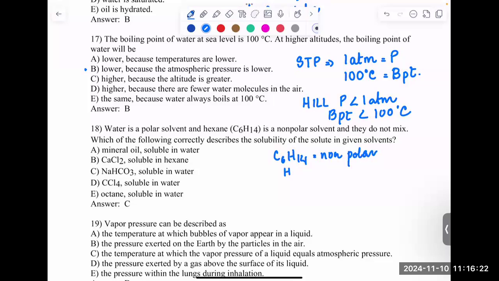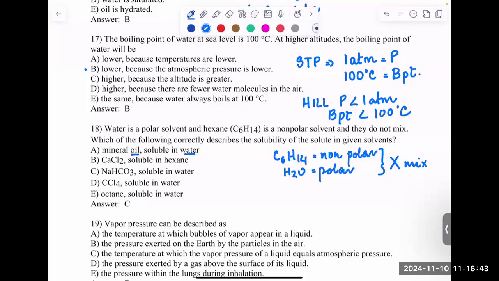And water is polar. So they don't mix. Okay, they do not mix. No mixing. Okay, so which of the following correctly describes the solubility? So remember, it's like dissolves like, right? So again, oil and water will not mix.